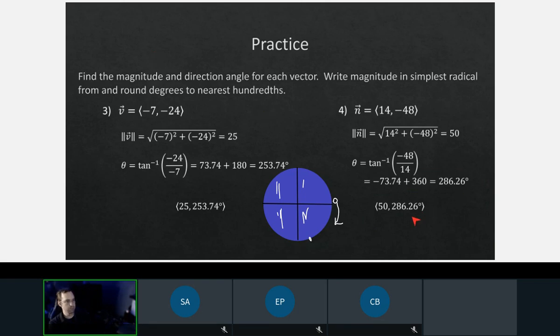Now, if you did put 50 comma negative 73.74, it would be counted wrong when it was being graded by the quiz or the test, because they want, even though they don't say it, and they really should, the interval between 0 and 360, or 0 and 2 pi if we're talking about radians.